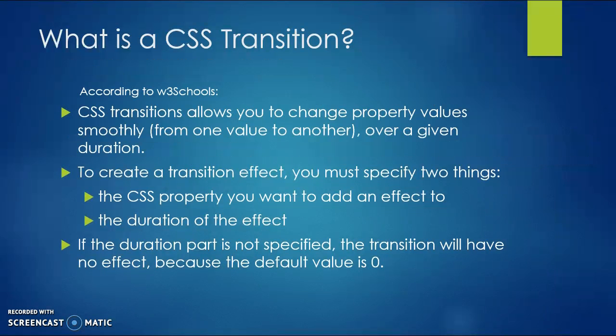According to W3 School, CSS transitions allow you to change property values smoothly from one value to another over a given duration. And in order to create a transition effect, you must specify two things in your CSS. You need to state the CSS property that you want to add an effect to, and also specify the duration of the effect. If you don't specify the duration part, the transition will have no effect because the default value is 0.